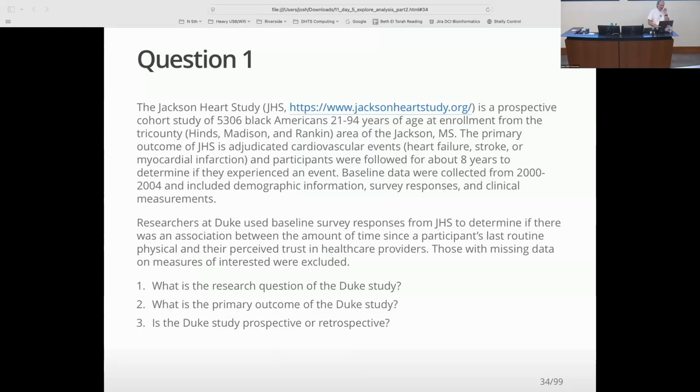I think that's one of the challenges of a cross-sectional study. You don't know which one is actually the predictor and which one is the outcome.